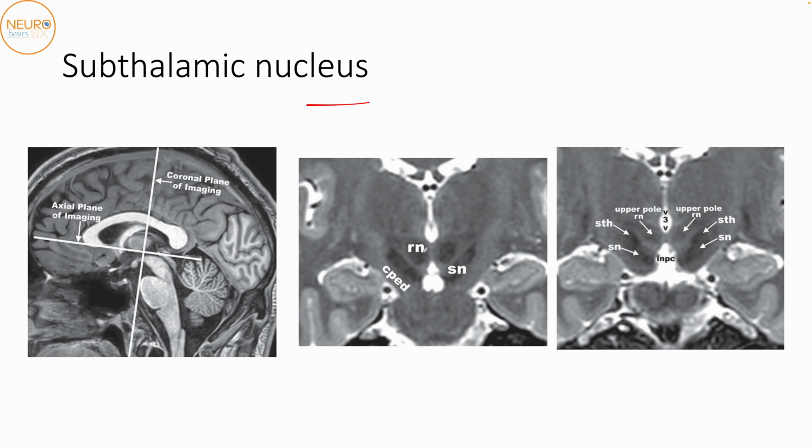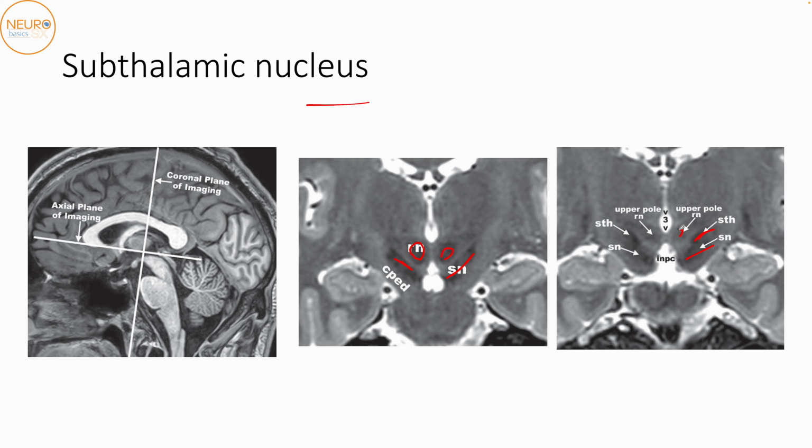So at the level of the red nucleus, you can look for the subthalamic nucleus. So this here is the red nucleus. This linear structure below the red nucleus at this level is the substantia nigra. Now, if you come a little bit more anteriorly, you will be able to see the subthalamic nucleus, which is the structure between the red nucleus and the substantia nigra.